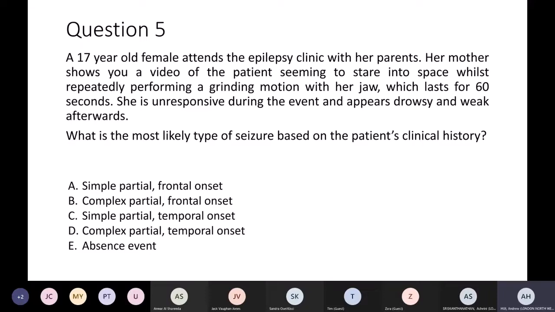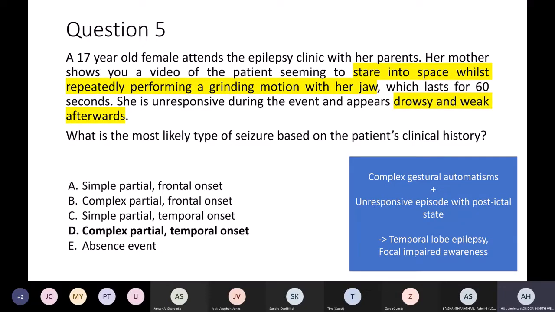So the correct answer in this case is D. This is most likely a complex partial seizure with a temporal onset. Now, any seizure with the grinding motion, the chewing, the fiddling of the hands, or the lip smacking, this is called a gestural automatism. It's really typical of temporal lobe epilepsy, and that's the most common type of seizure that you'll hear about.